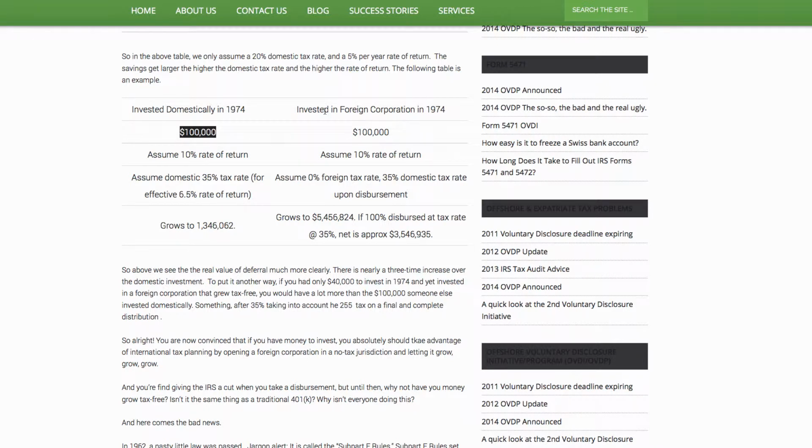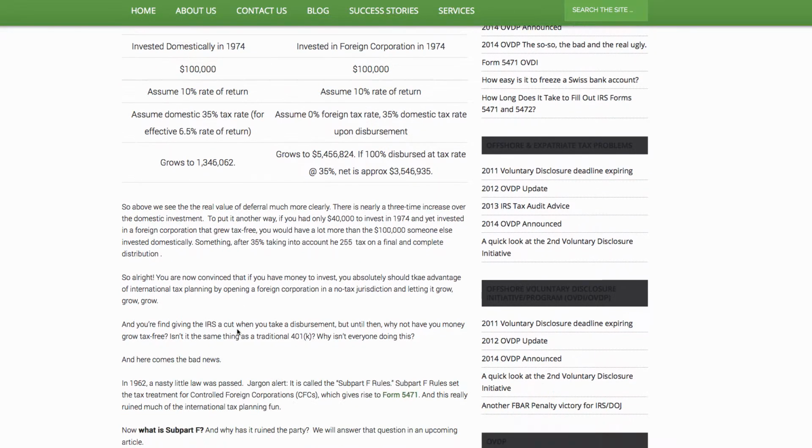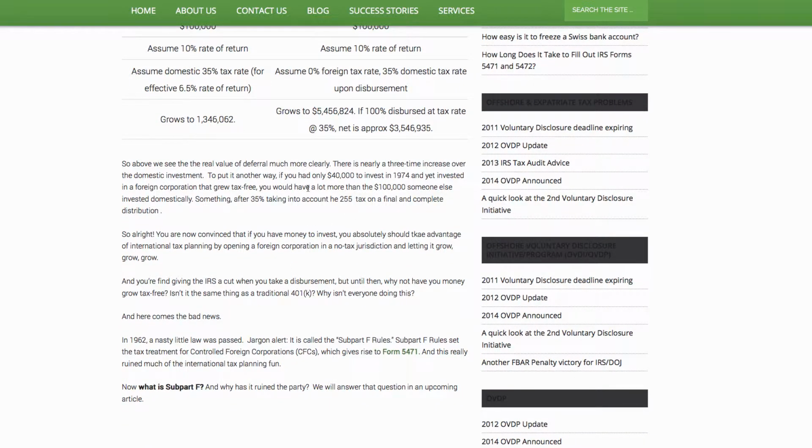If you're deferring the same thing, look at how much this grows to. It grows to nearly $5.5 million. A huge difference. Now, of course, if you're going to disburse it all, your tax rate is 35%. You're going to have a big tax bill at the end, but your net is 3.5 million compared to 1.3. Wow. So we can now really see why deferral is so awesome, and don't we want to do this? And why isn't everybody doing it?